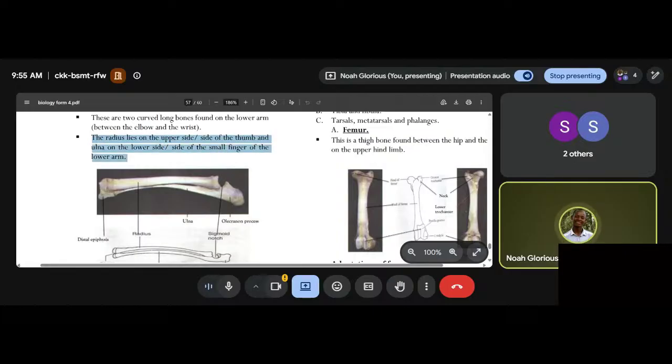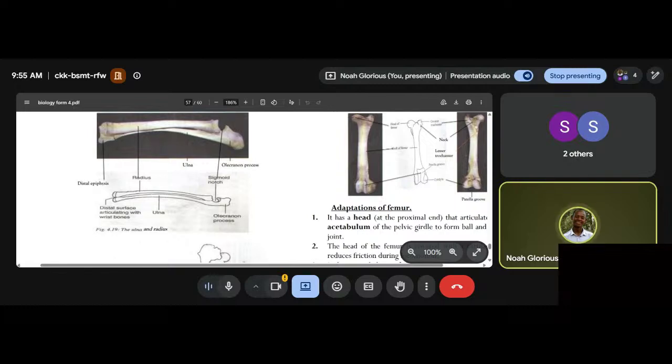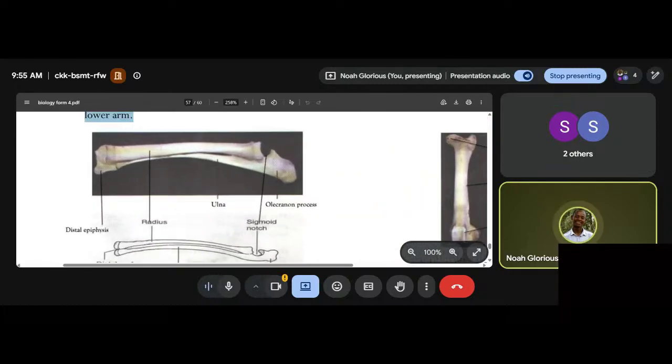Distinctly, what you told us in the introduction of the lesson, you said that the radius is found on the thumb, ama kidole gumba. I don't know whether that is the correct name of that finger. And then we have the ulna on the small finger. And then you can see what we were seeing on the video, the two bones here.